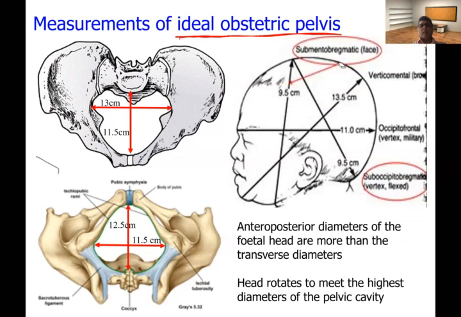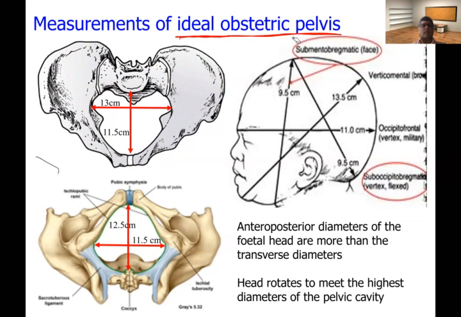Then the other point is that there's a transverse diameter to the head also. From one side to the other side, that transverse diameter is fairly constant, and it is less than the anteroposterior diameter. Therefore, no one talks about the transverse diameters. It's always the anteroposterior diameters that will create problems.